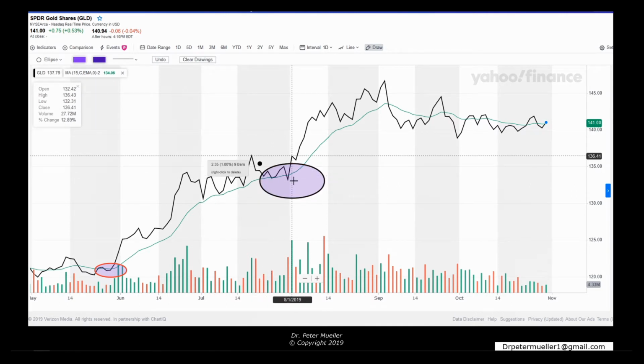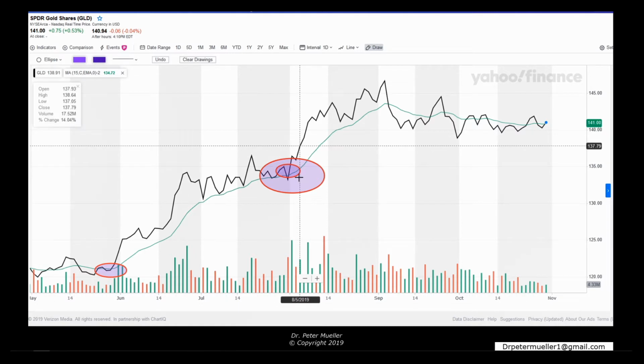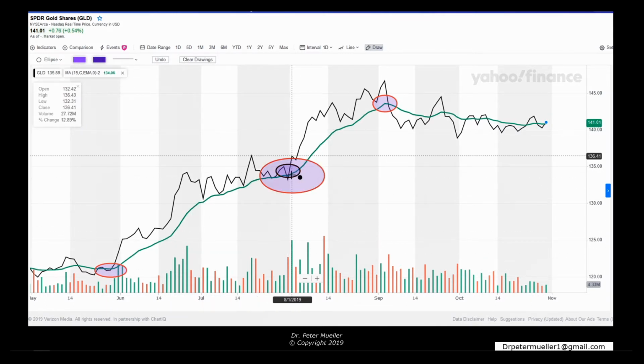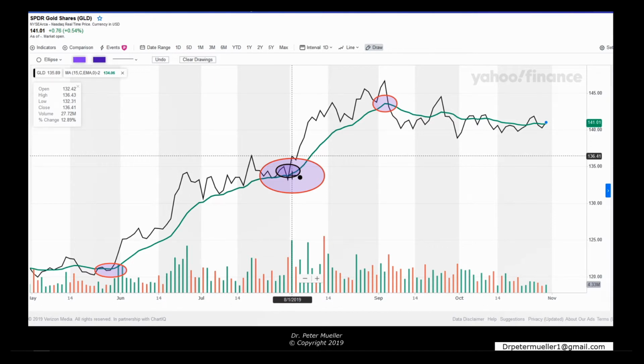Here are two crossover points where you should have gotten out, but this was also a potential entry point here again, and here is the other exit point. So you could have gone in here, going out here, but you had two crossover points, one when it went down and immediately it crossed back again. You could have bought back again and sold here.